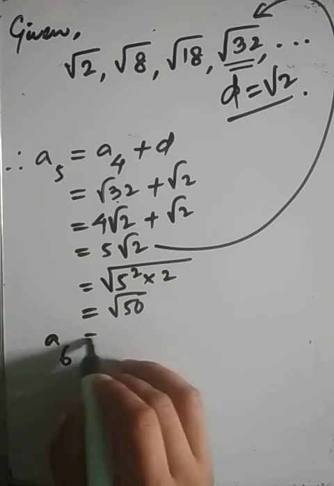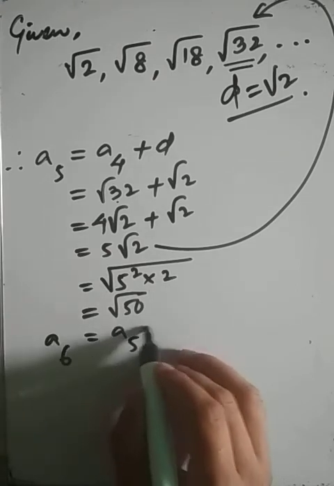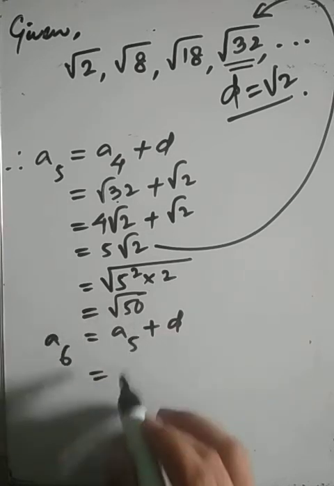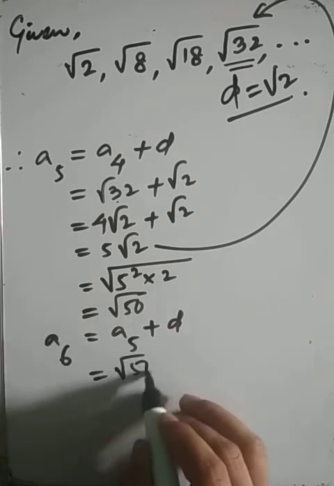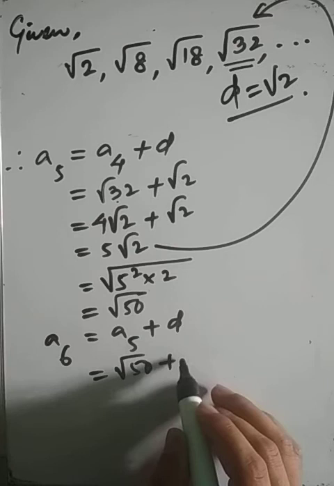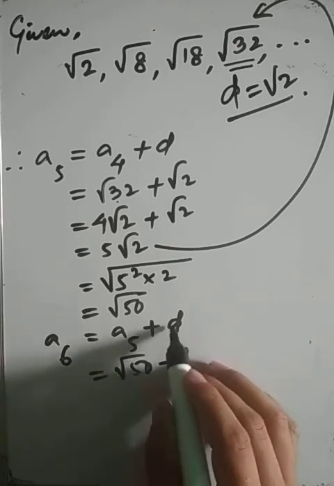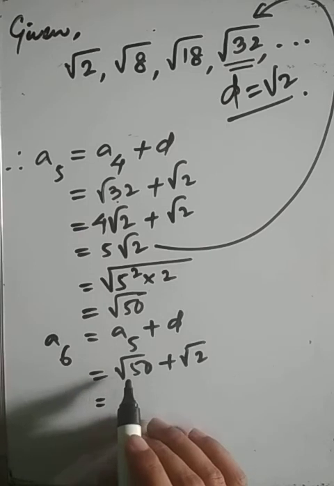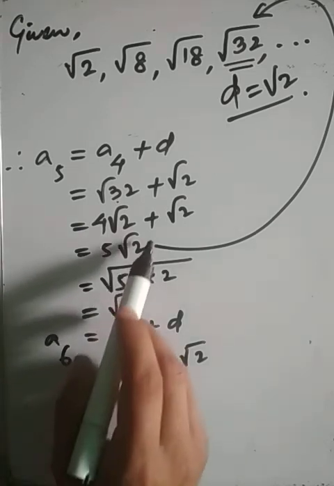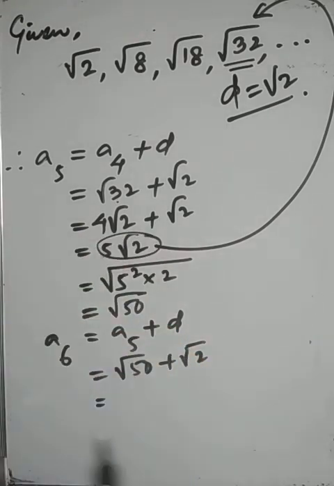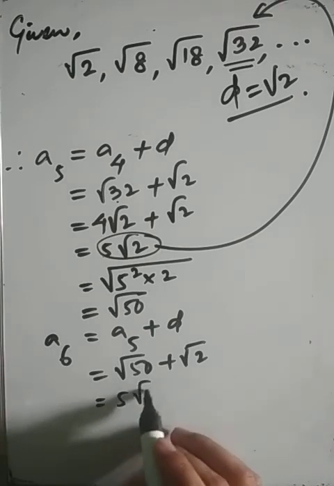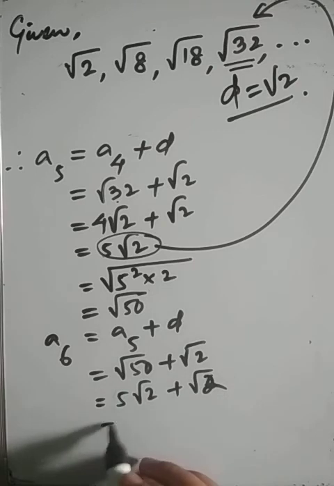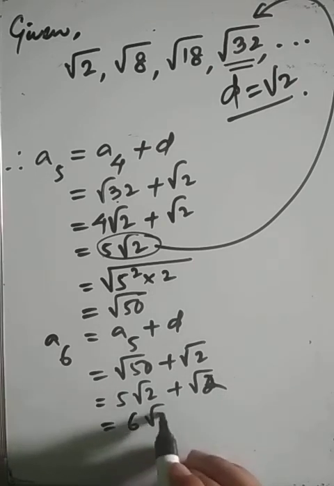A6. A6 means A5 plus D. Here A5 means actually there is root over 50, and what about D? Root 2. So root over 50 we can write as 5 root over 2. So 5 root over 2 plus root 2, that means we get here 6 root over 2.